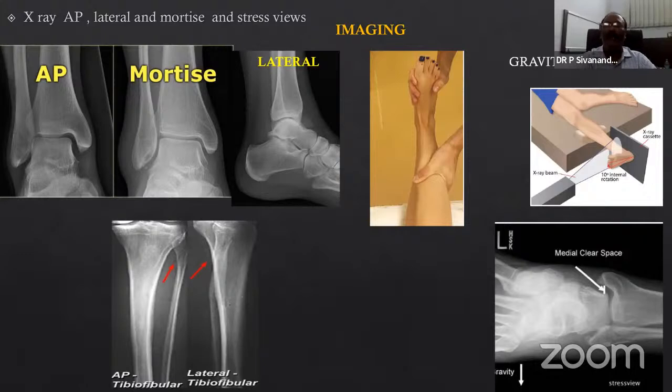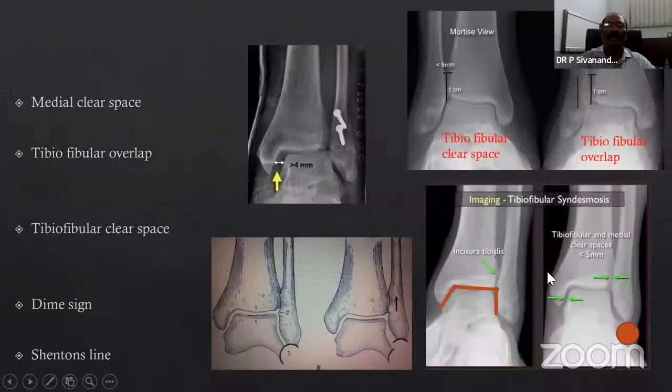So what do you see in this gravity test? Once you do the gravity test, always check the medial clear space on the medial side. This will tell you about the medial structures. On your lateral side, you will know if there is a lateral malleolar fracture. If the medial clear space is increased, definitely this will tell you something important.